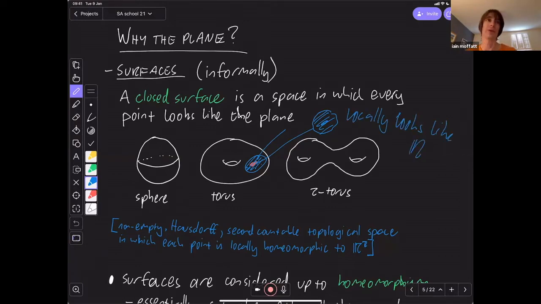If you really want a definition of this, you could say it's a non-empty Hausdorff second countable topological space in which each point is locally homeomorphic to R2. But for all intents and purposes, we don't really need to get into the formality of the definition. We can just work with this informal definition of it locally looking like a plane.